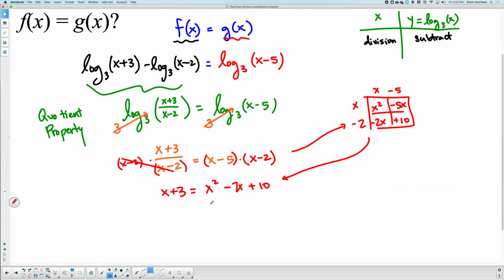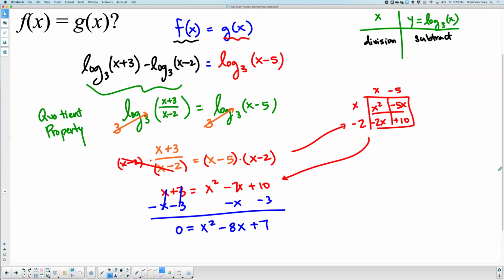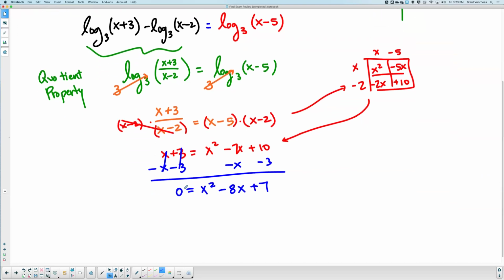Now to solve a quadratic, you set it equal to 0, and we're going to use the zero product property like in the last problem. So I set this equal to 0, and now I have 0 equals x squared minus 8x plus 7. Zero product property means if I factor this into products, I can solve for each value of x. Each could potentially be an answer.